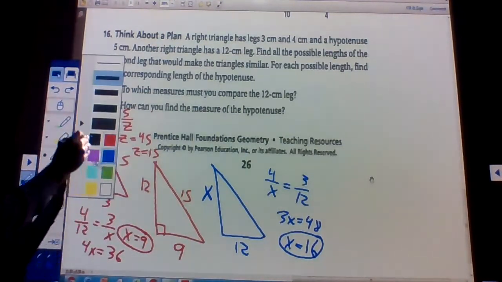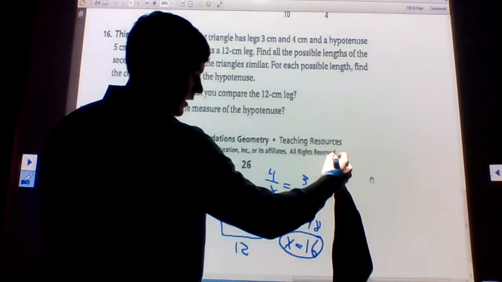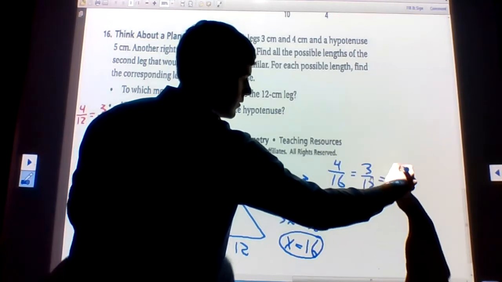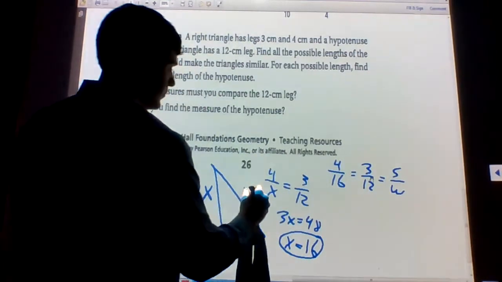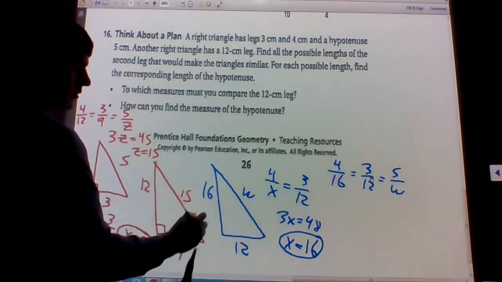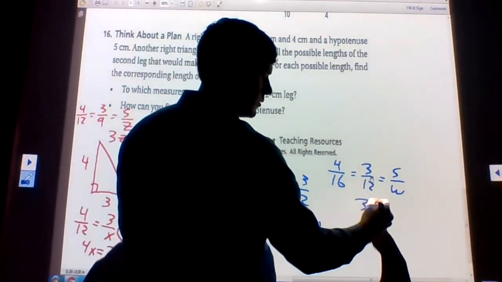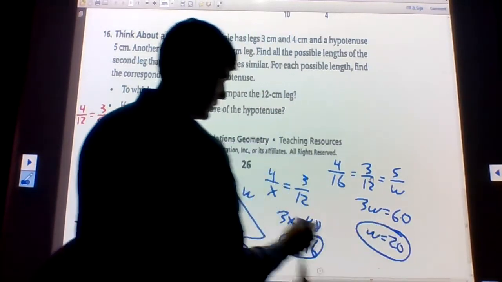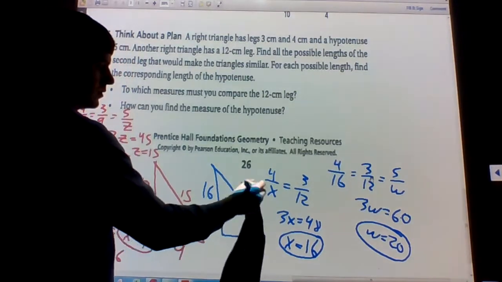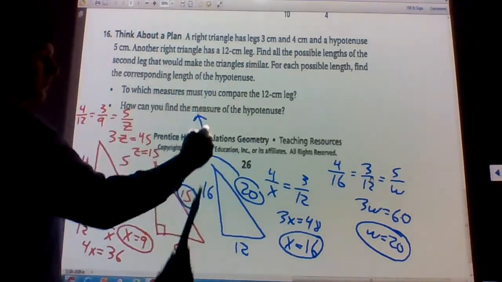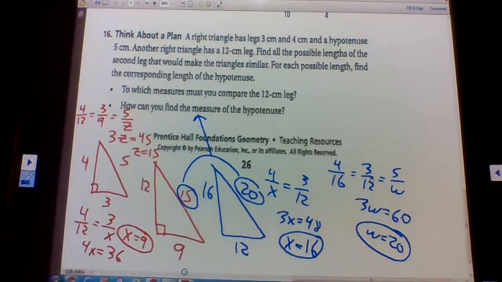Okay, if you did it with the other one, you would have 4 over 16 equals 3 over 12, and then 5 over, we could call it w. This would have been 16. Then you cross multiply. 3w equals 60, so w equals 20. So your hypotenuses could be 20 or 15. Okay, so we're good on that.